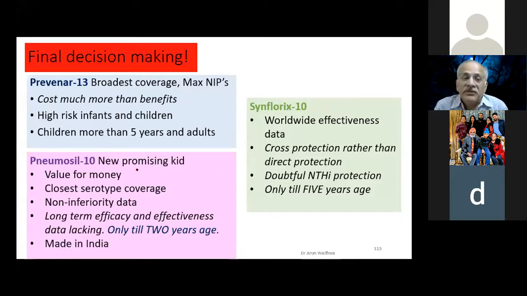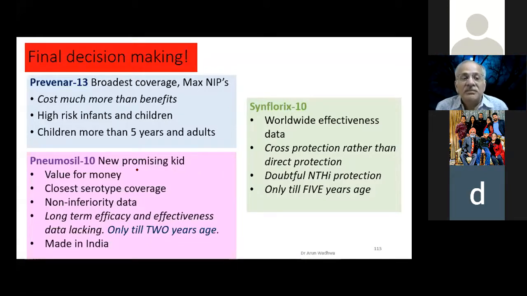Then second, we would say the new promising kit, because it does not still have long-term efficacy effectiveness data. It can be used only till 2 years of age, but it is a great value for money. It has the closest serotype coverage in our country. And like WHO says, you should use a vaccine which is closest to your serotype coverage. Interestingly, the commonest 10 serotypes in our country, to make a list in descending order, are exactly the 10 which are there in the new PCV10.